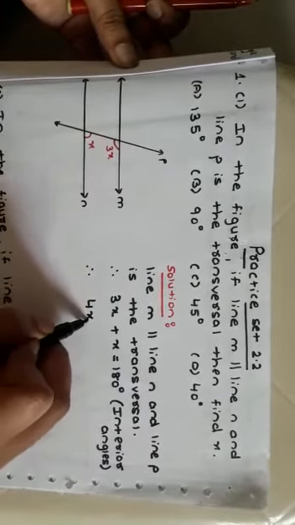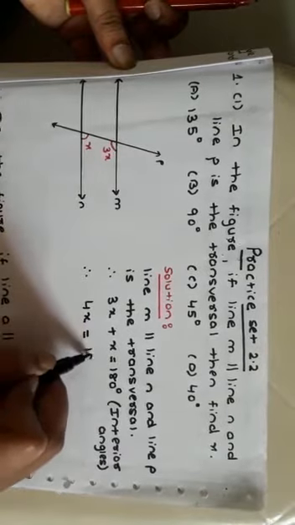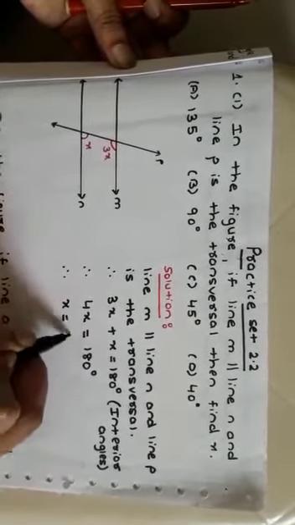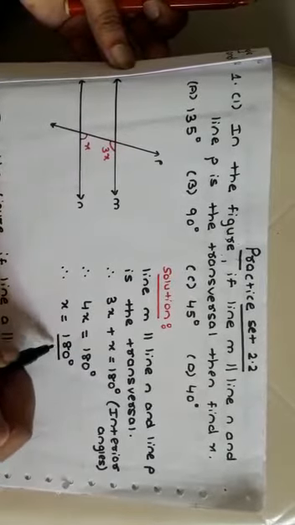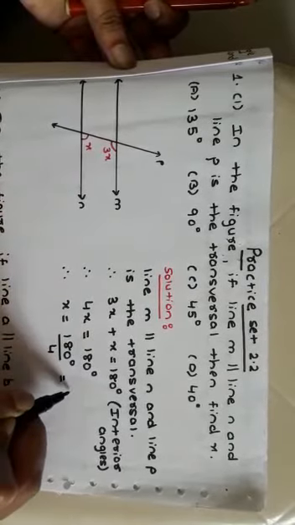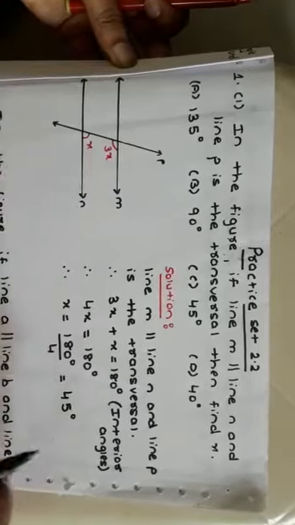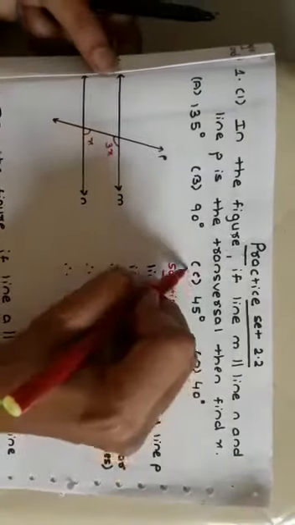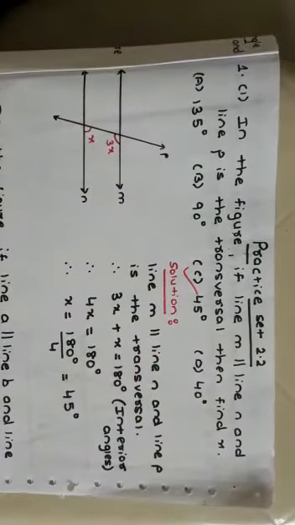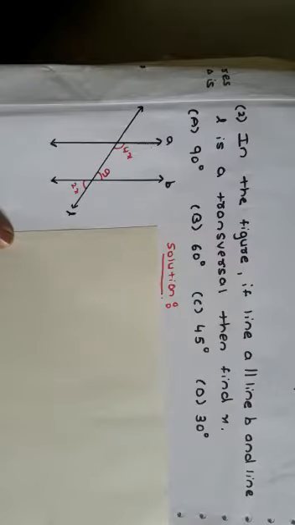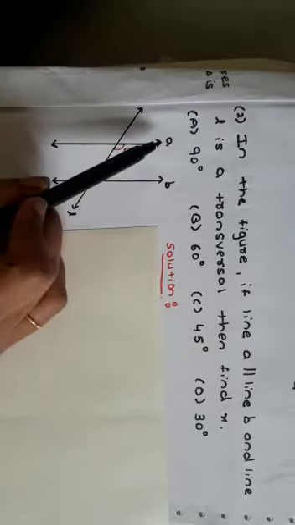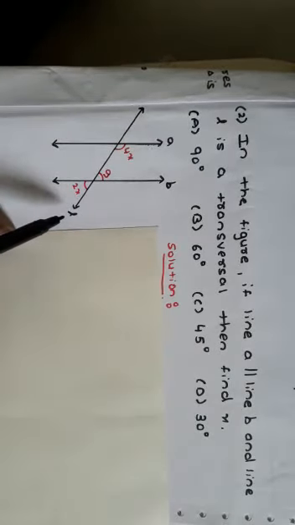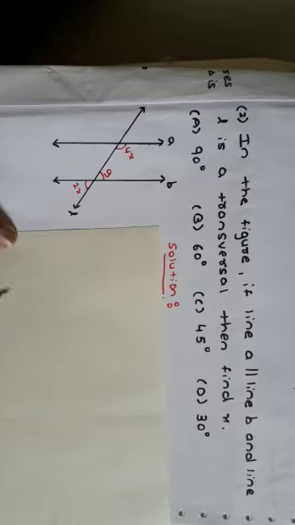So 3x plus x is 4x, which is equal to 180 degree. And therefore, x is equal to 180 degree by 4, which is equal to 45 degree. So the answer is C, 45 degree.